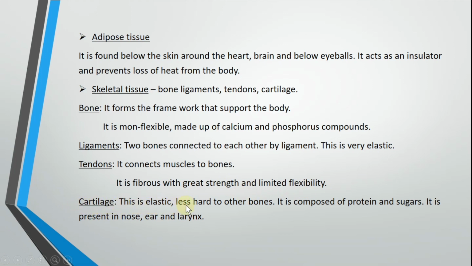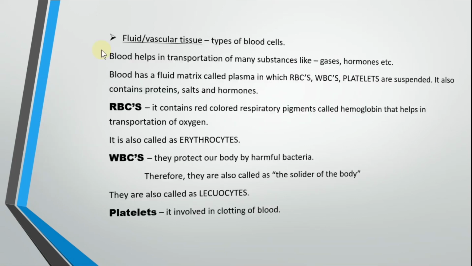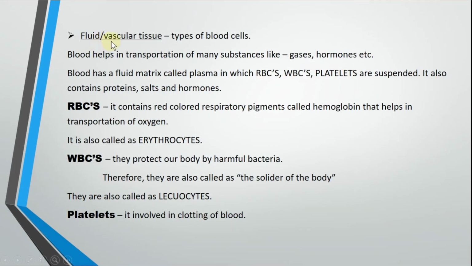Cartilage. It is elastic, less hard than other bones. It is composed of protein and sugars. It is present in nose, ear, and larynx. Fluid or vascular tissue. Blood. Blood helps in transportation of many substances like gases, hormones, etc.